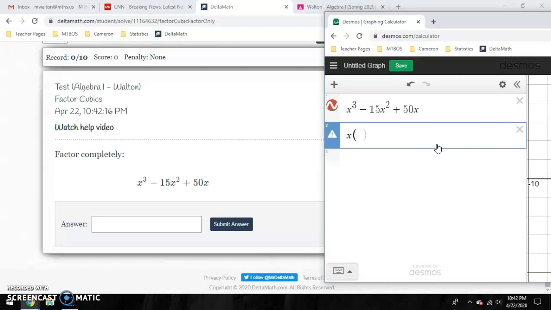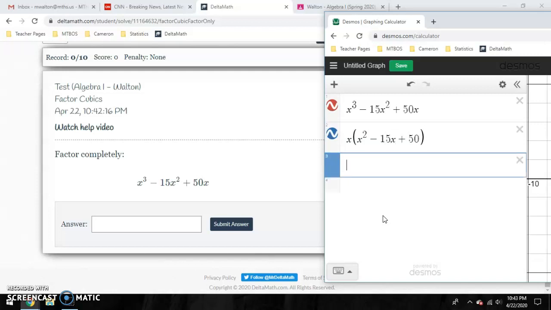If I factor an x out of x cubed, I'm still left with x squared. Negative 15x squared, if I take out an x, I'm left with negative 15x. And finally 50x, if I divide that by x, this will be plus 50. This looks very similar to what we have done in the past. Just ignore that x, just like we ignored the negative ones yesterday. I have x squared minus 15x plus 50.